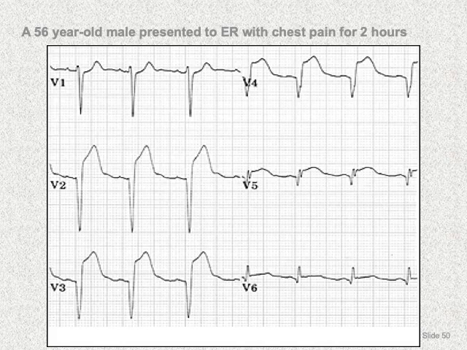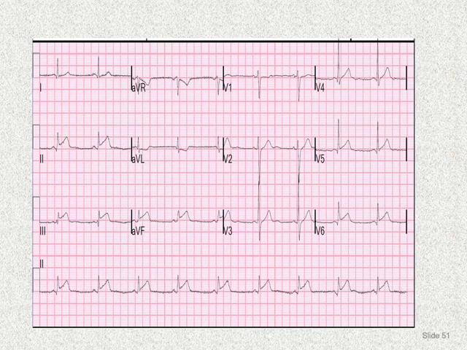As we see here, there are pathological Q waves in V2, V3, V4, V5, V6, and there is ST segment elevation, as you see here, from V2 to V6. So this is acute anterior ST elevation MI. Also, as you see here, normal sinus rhythm, P wave upright here and here.